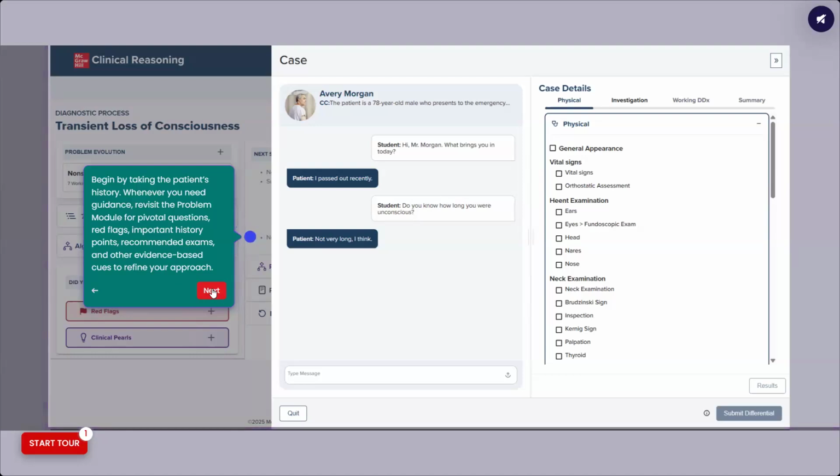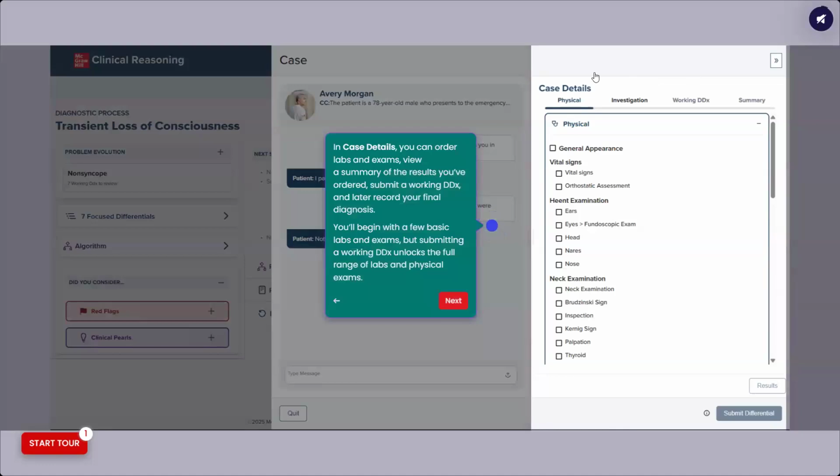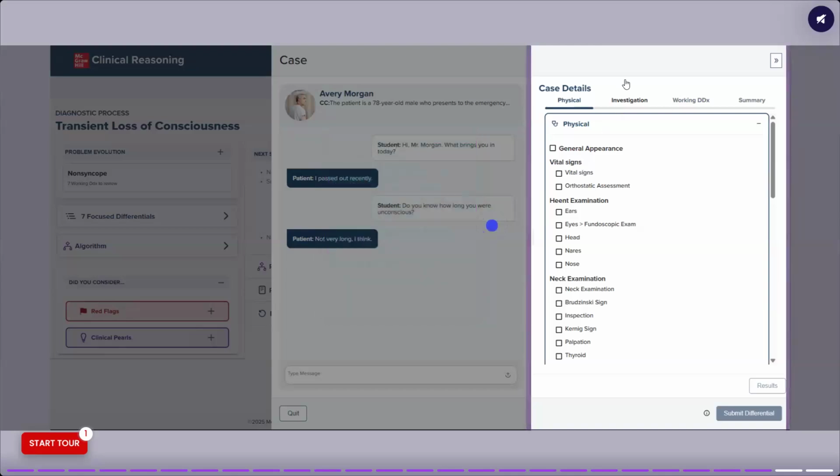So after you've asked all your questions, you will move to this section where you can order different physical examinations. So maybe I need vital signs. Maybe I want to do some neuro exam, like check the eyes, the neck, whatever. So you can order whatever physical examination you need, as well as investigation. So under investigation, you will find different diagnostic tests, whether laboratory or imaging.